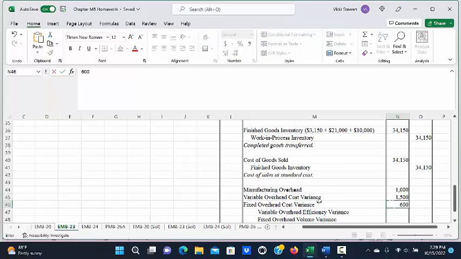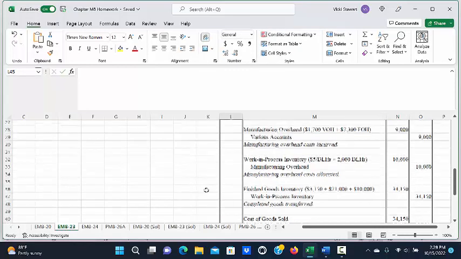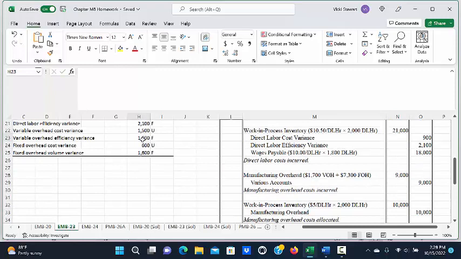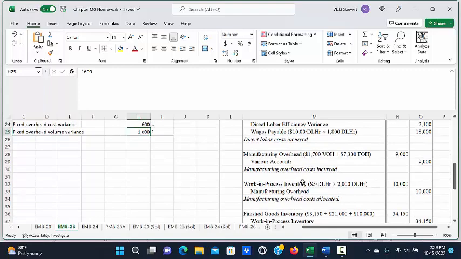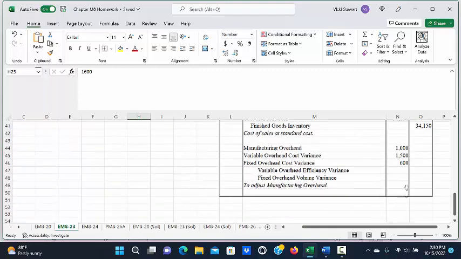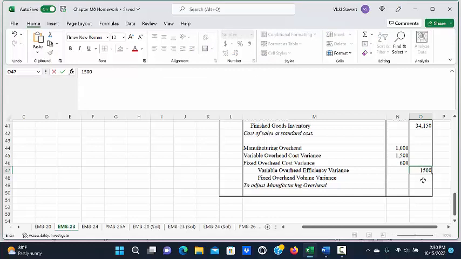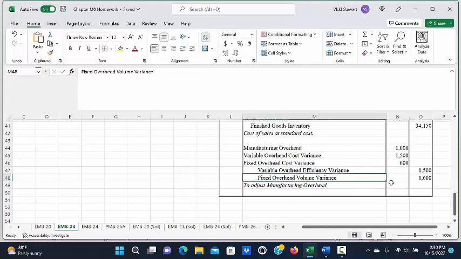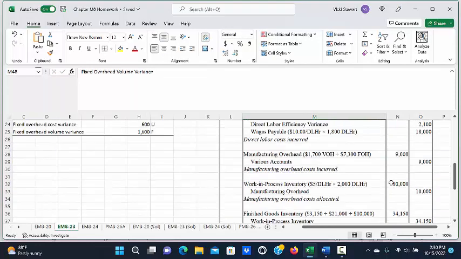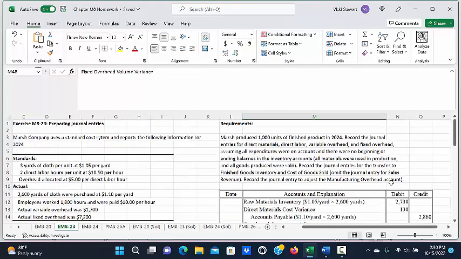And then we had two favorable efficiency variances. So we had a $1,500 favorable variable overhead efficiency variance and a $1,600 fixed overhead volume variance. So we would credit both of those. $1,500 for the variable efficiency variance and $1,600 for the fixed overhead volume variance. And that is the conclusion of the demonstration for exercise M823.